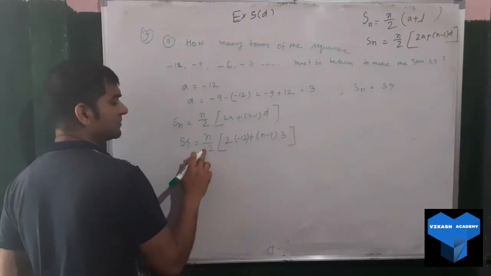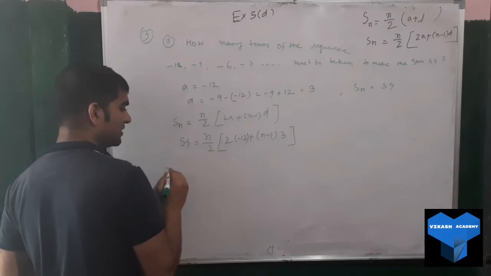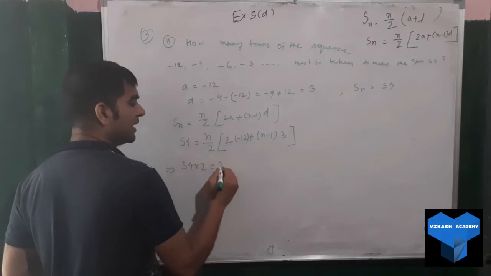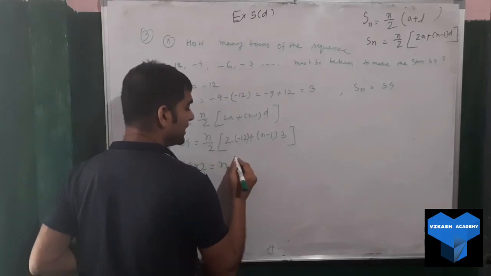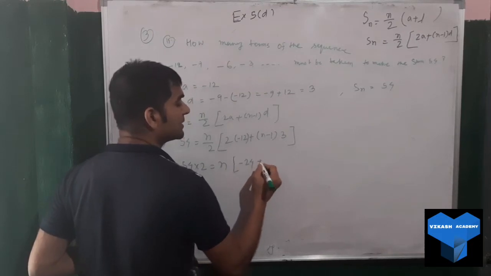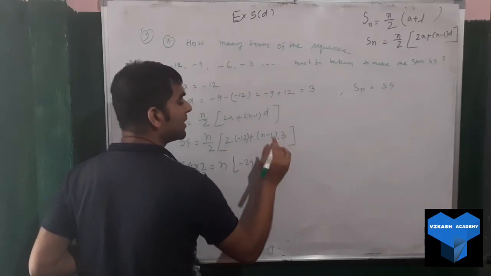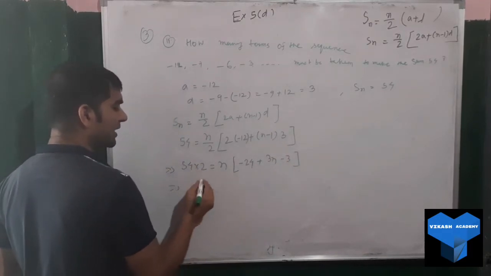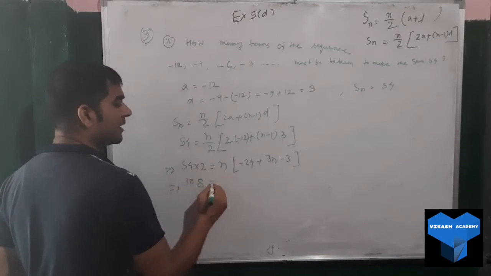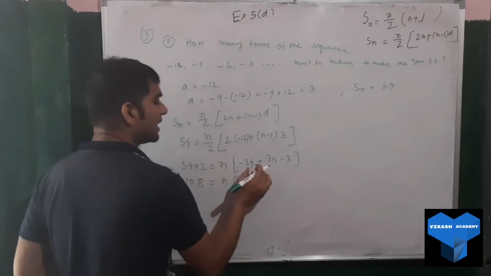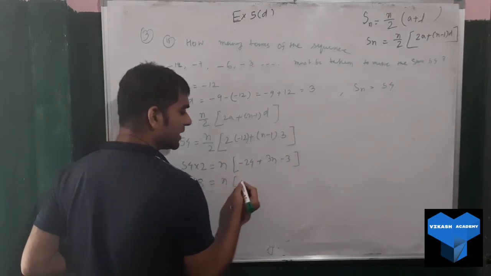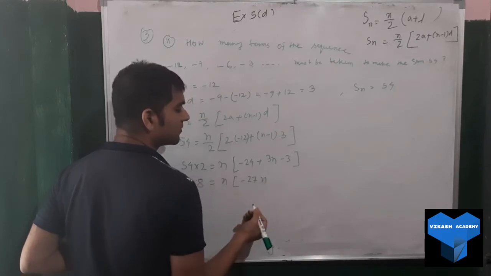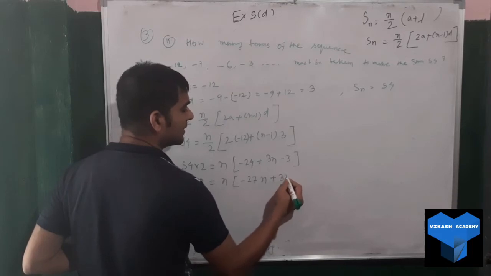Now 2 here is dividing, so we take it to the other side and it will multiply. 54 into 2 will be 108. Minus 12 into 2 is minus 24, plus 3 into n, 3n. 3 into minus 1 will be minus 3. Next, 54 into 2: 2 4s are 8, 2 5s are 10. Then here minus 24 minus 3 becomes minus 27. Plus 3n, close the bracket.